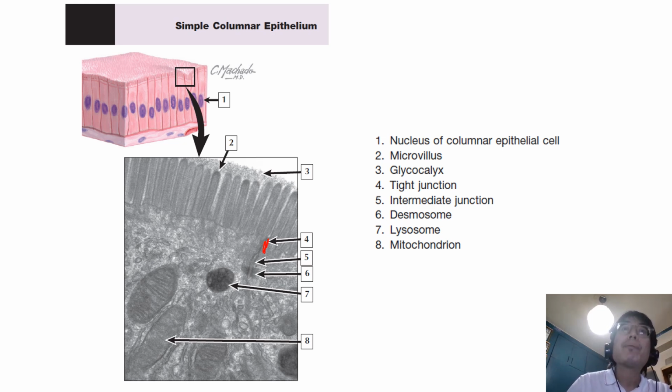Number 5, more basally located, is the intermediate junction. The intermediate junction is deep to the tight junction. And this structure over here, this ovoid structure, is a desmosome. 7 is a lysosome. The lysosomes are the organelles responsible for organelle and structural degradation. And 8, of course, the powerhouse of the cell, the mitochondria.